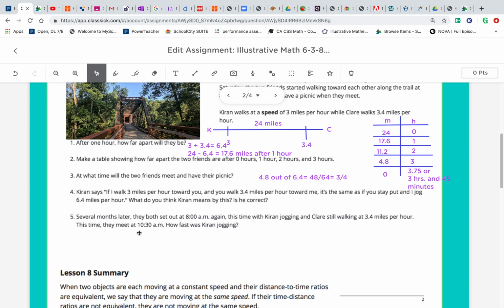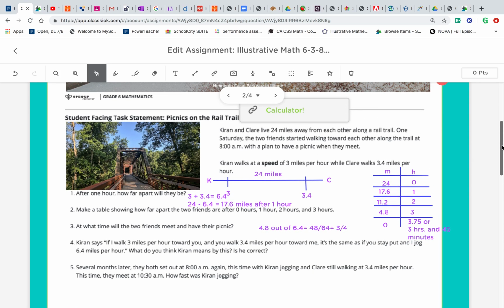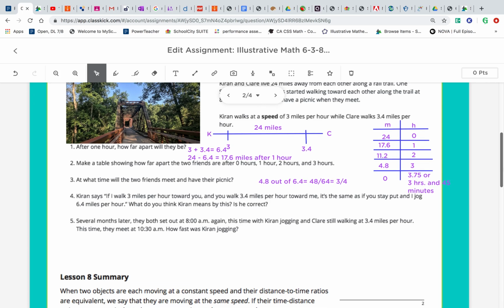Okay, and for number 5, it says several months later, they both set out at 8 a.m. again, this time with Kieran jogging and Claire still walking at 3.4 miles per hour. But this time they meet at 10:30 a.m. How fast was Kieran jogging? Well, let's see. What time did they meet up in this case? If they both set out at 8 a.m., but it took them 3 hours and 45 minutes, what time would that be? That would be 11:45, right? So that means that now if they're meeting up at 10:30 a.m., they're meeting up much sooner.